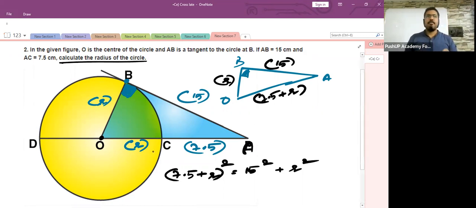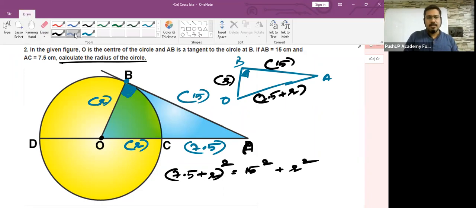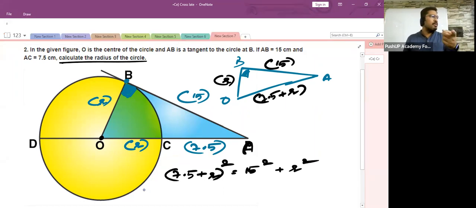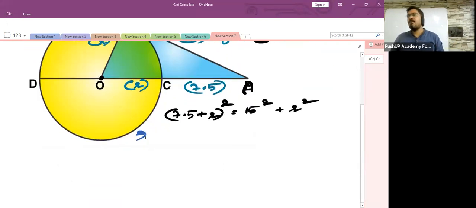Now, 7.5 plus R the whole square. Let's solve this. I think this is (A plus B) the whole square. So let's solve it further. (A plus B) the whole square is what? What is the expansion, Joshua? What is the expansion of (A plus B) the whole square? What is 7.5 the whole square? 56.25. Correct or no?